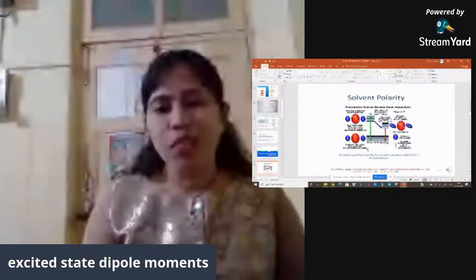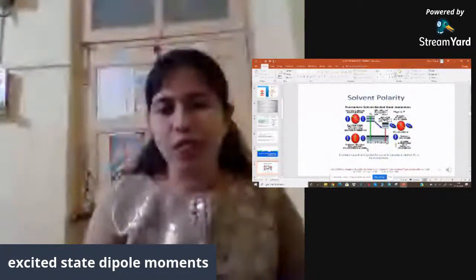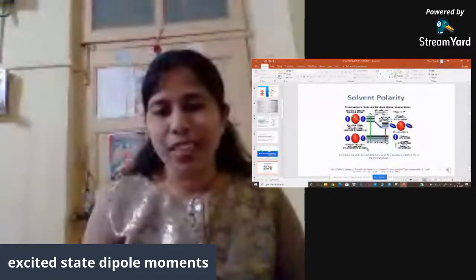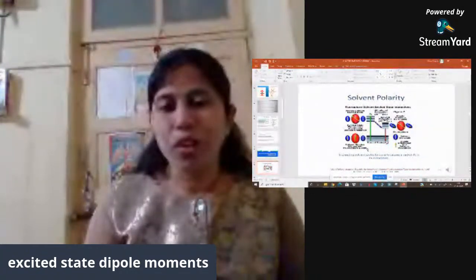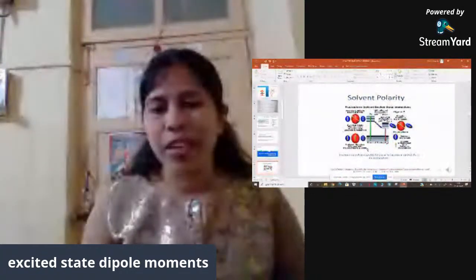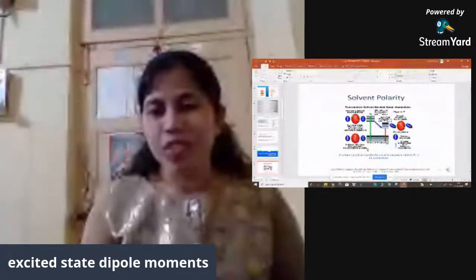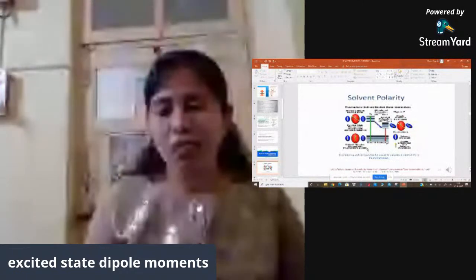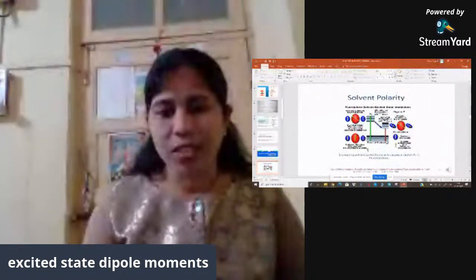Here the solute will be the fluorophore molecule, which will show fluorescence when it comes from the higher excited state to the lower state. Sorry, when it comes from the higher excited state, that is the first singlet state, to the ground singlet state. So during that, what changes will occur? We will cover this.